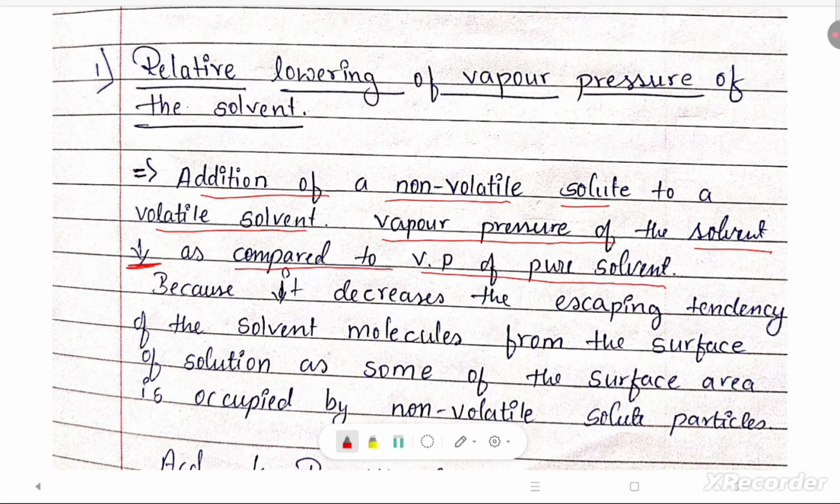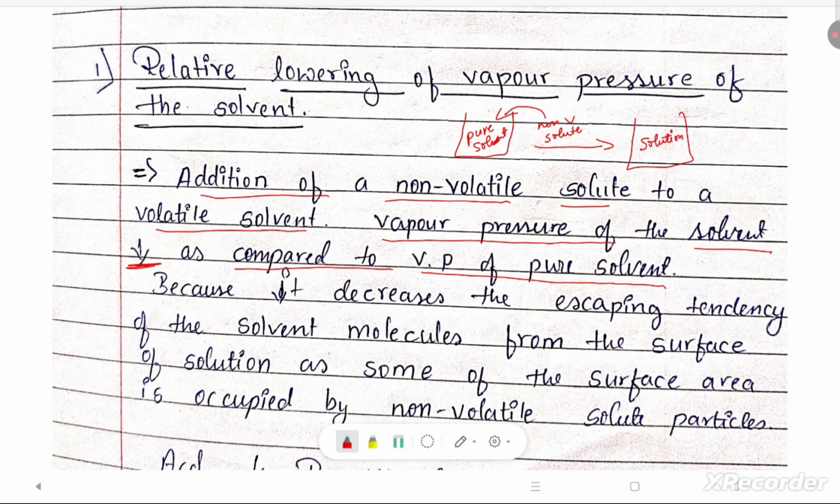What does it mean? That means if I take a container, in this container I will take a pure solvent, which is volatile. Volatile means which will evaporate. Now to this volatile solvent, if I add a non-volatile solute, non-volatile solute means the solute which will not evaporate, then it will become a solution. Solute plus solvent becomes solution.